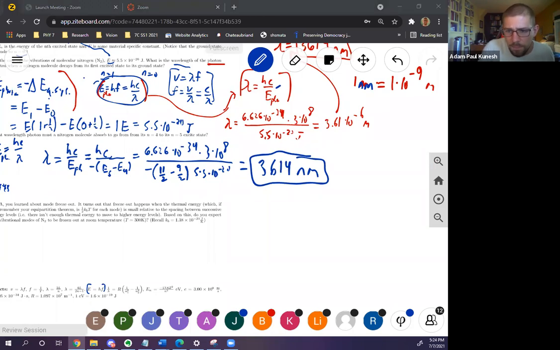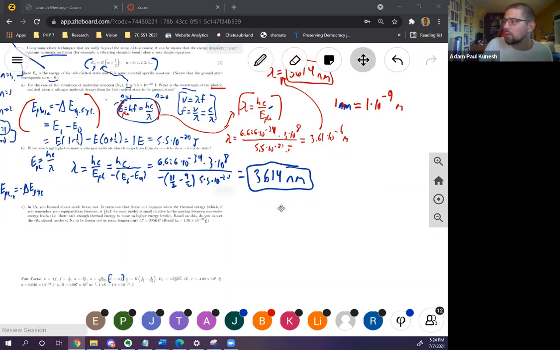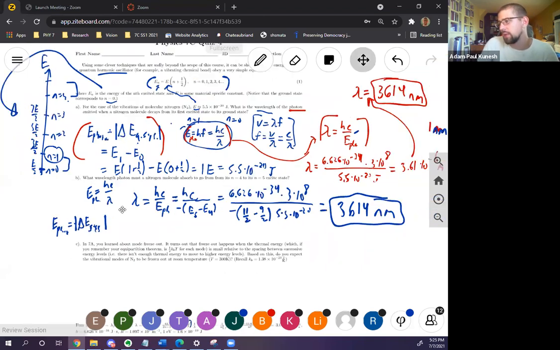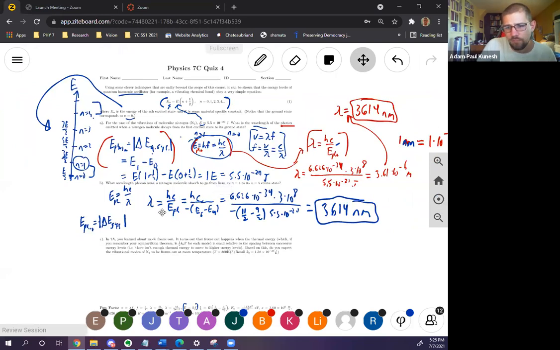I think I have chats coming in. Is it energy that is absorbed by nitrogen? Why is delta E negative? Oh, I see. Yeah, you're right. I'll change my notation on you. Regardless, the physical intuition should always kick in and say, hey, wait a minute, wavelengths can't be negative. But it really should be the absolute value of the change in energy. That'll always get you the right answer.